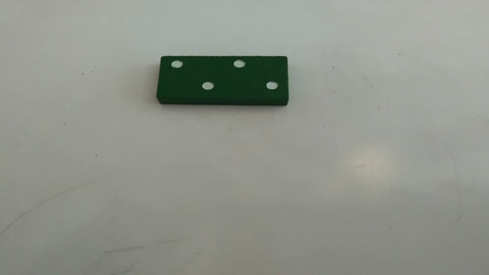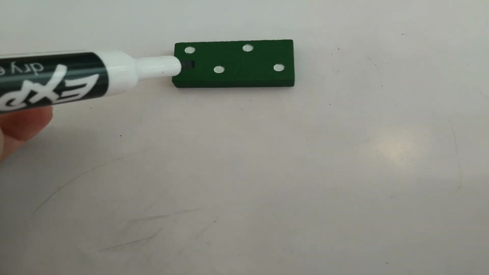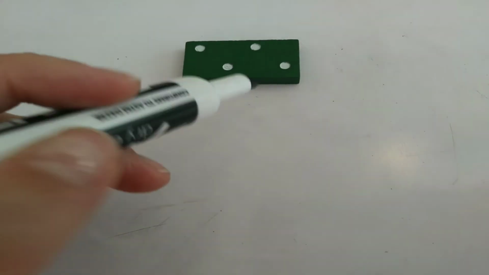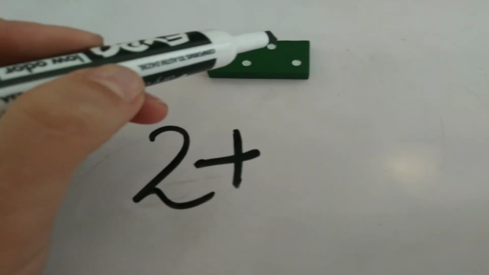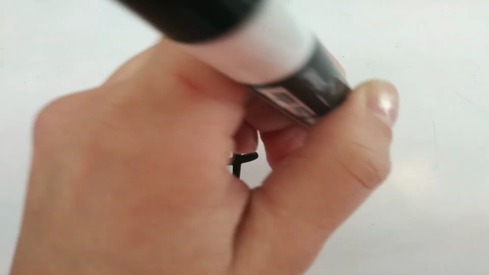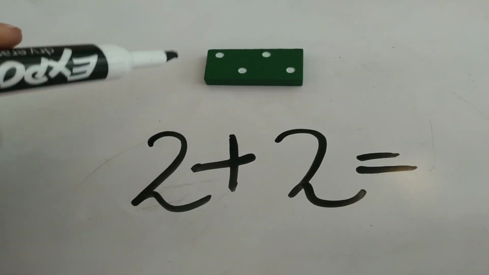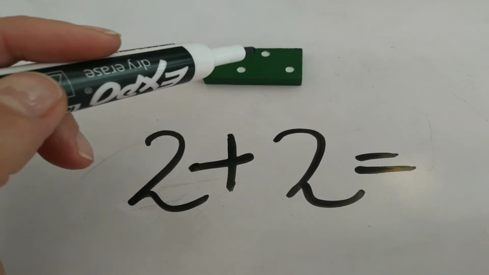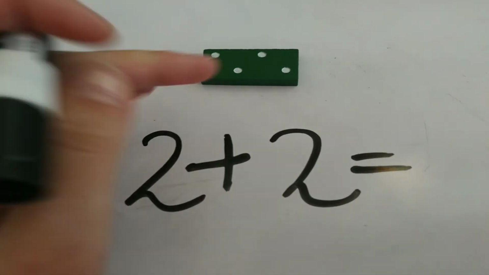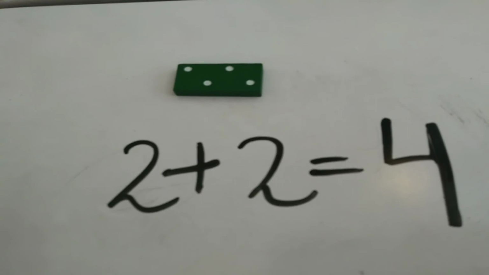Let's try another one. Let's try this one. There's a little smudge. There we go. Take a look at that domino. How many are on this side? 1, 2. Good. How many are on this side? 1, 2. How many are there in all? Remember, you're counting everything up, okay? 1, 2, 3, 4. Or you can count up. You can go like this. 2, 3, 4. Very good.